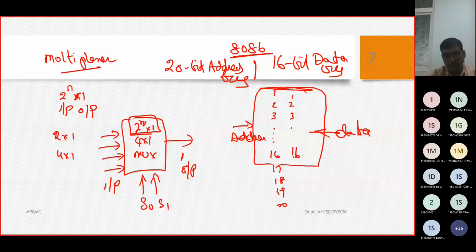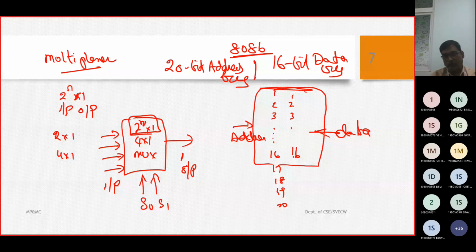Either an address will transfer or a data will transfer, but not both. In the bus, either address will go or data will go, so only one is taking it up. Then why should we waste 15 more pins? Why can't we merge these together?